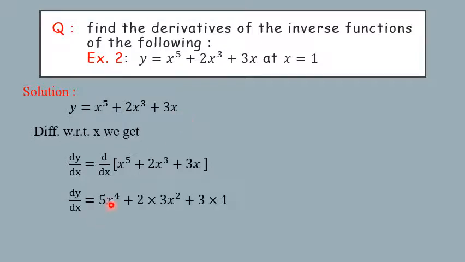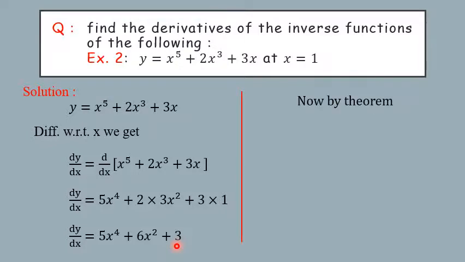So dy by dx is equal to the derivative of x raised to 5 is 5x raised to 4 plus these two constant as it is, the derivative of x cube is 3x square plus 3 constant as it is, the derivative of x is 1. So dy by dx is equal to, here we get 5x raised to 4 plus here 2 3s are 6x square plus 3 into 1 is 3. So by theorem, in this example we have to find dx by dy. So by theorem dx by dy can be written as 1 upon dy by dx. Now just substitute the value of dy by dx, we get dx by dy is equal to this one.